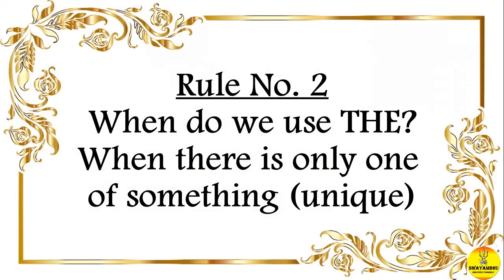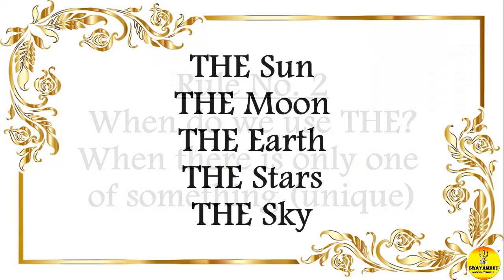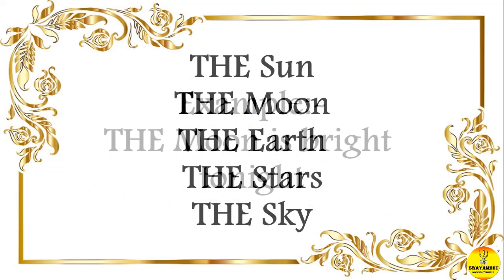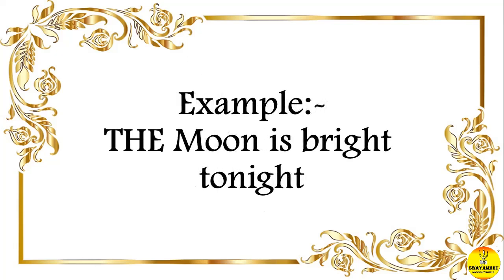When do we use the? When there is only one of something, when the object or group of objects is unique: the sun, the moon, the earth, the stars, the sky. For example, the moon is bright tonight.